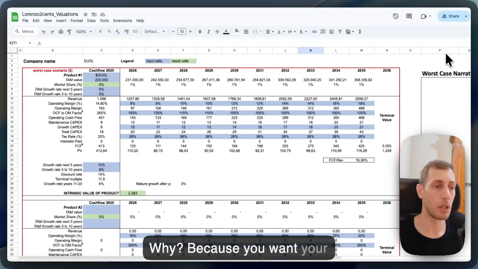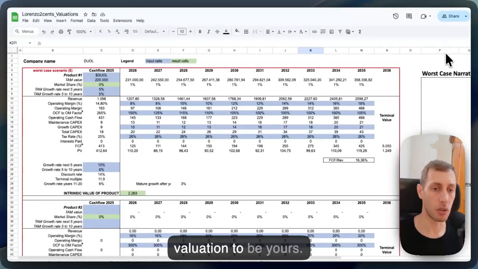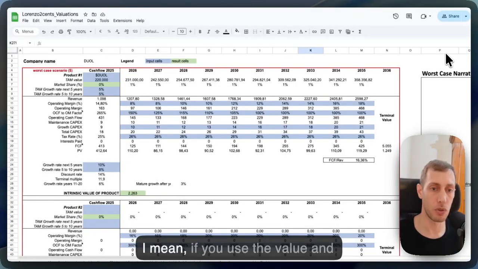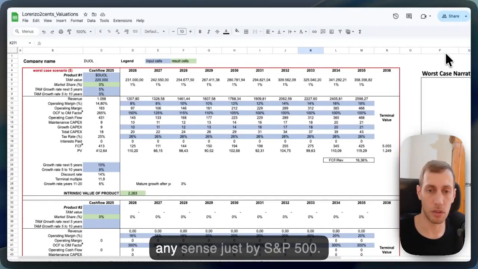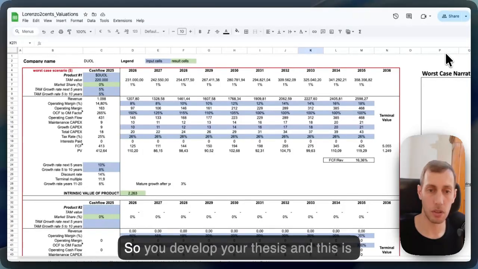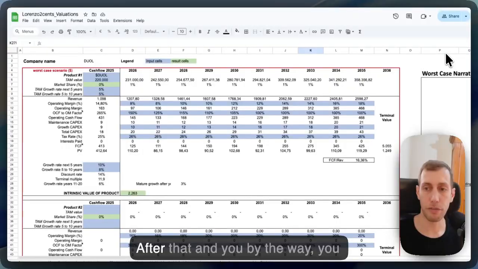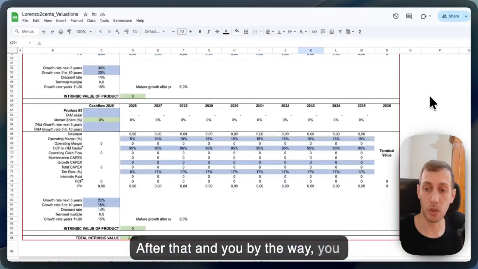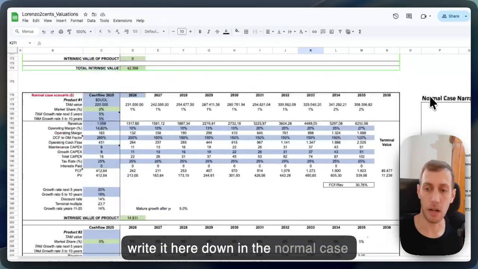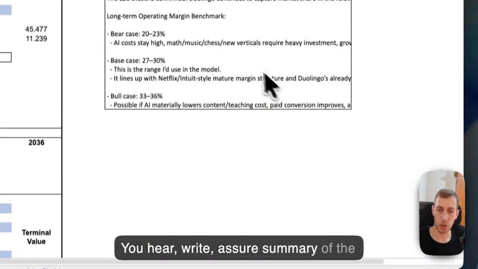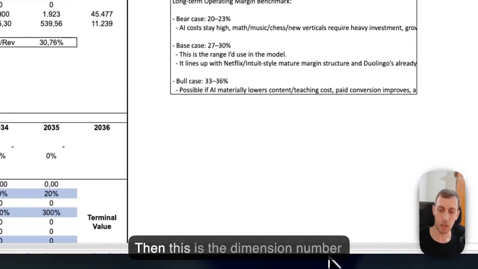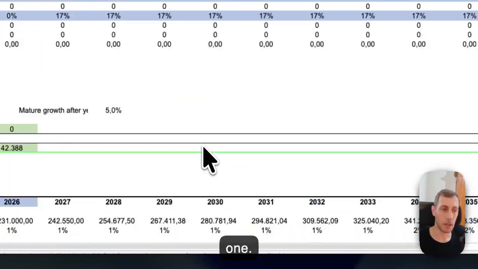Why? Because you want your valuation to be yours. I mean, if you use the value and the estimation from analysts, it doesn't make any sense. Just buy the S&P 500, right? So you develop your thesis, and this is the first dimension. After that, by the way, you write it here down in the normal case narrative. You here write a short summary of the thesis, right? Then this is dimension number 1.